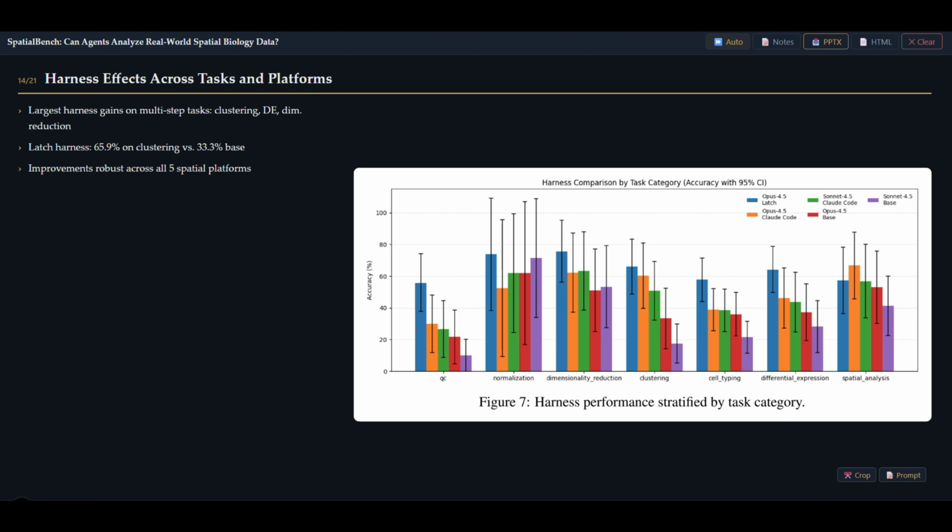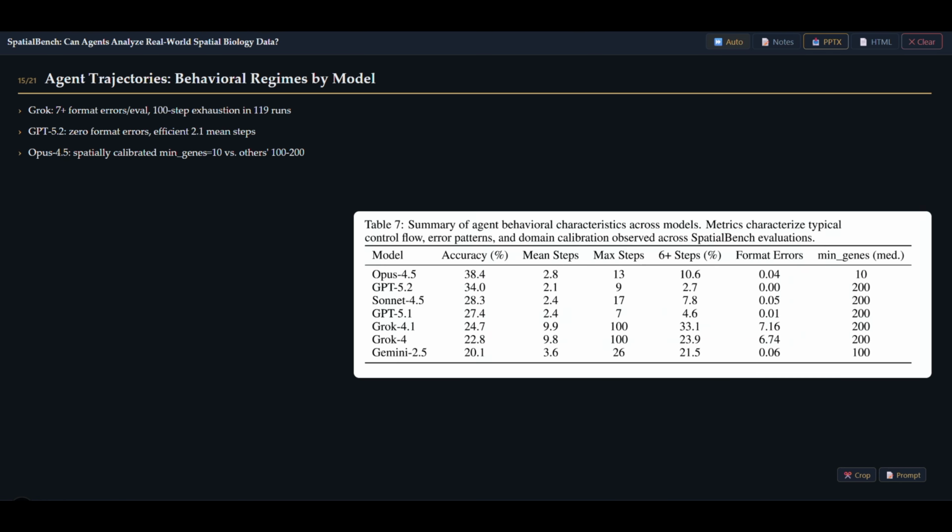Even QC, the hardest category, improves from 21.7% to 55.8%. These gains are robust across all 5 platforms, suggesting that effective harnesses provide a general analytical capability rather than task-specific shortcuts. Platform-specific difficulties still persist, however, and will likely require deliberate prompt engineering.